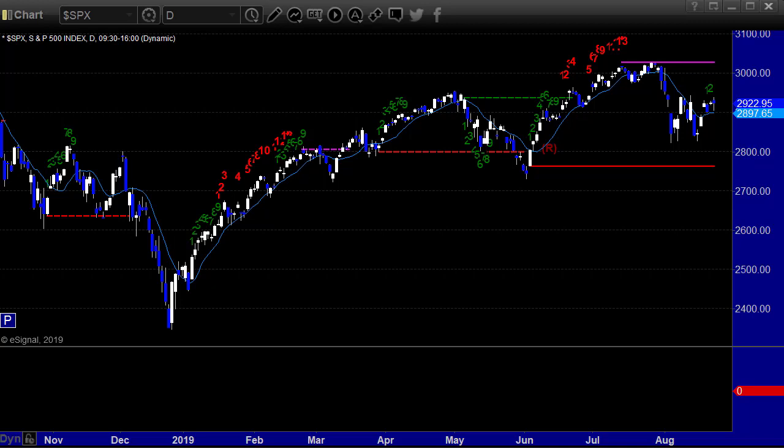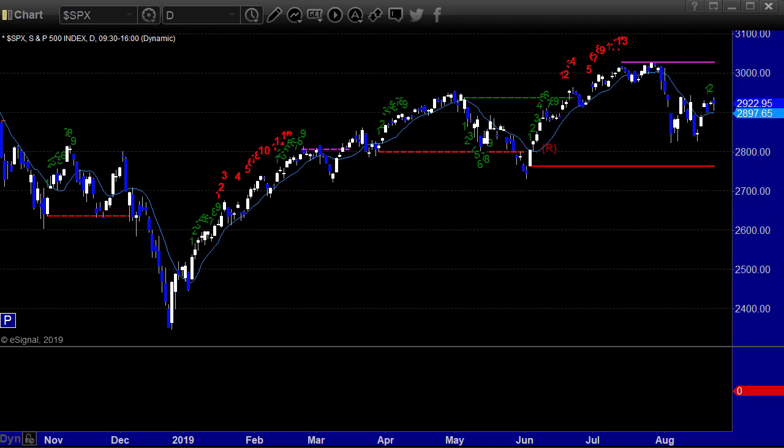I wanted to talk a little bit about our Seeker tool, what it means currently on the broad market, and also a little bit about this thing you keep hearing about, the inverted yield curve, and what that typically means for the economy and the markets. I'm going to start by looking at just the daily chart of the S&P 500.